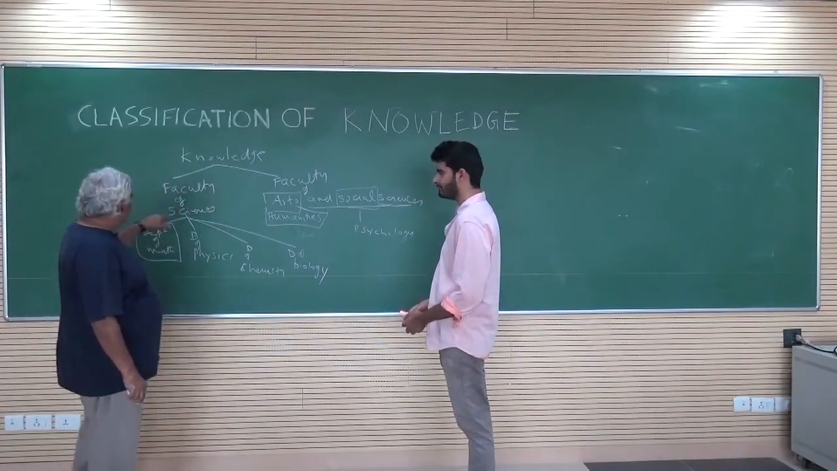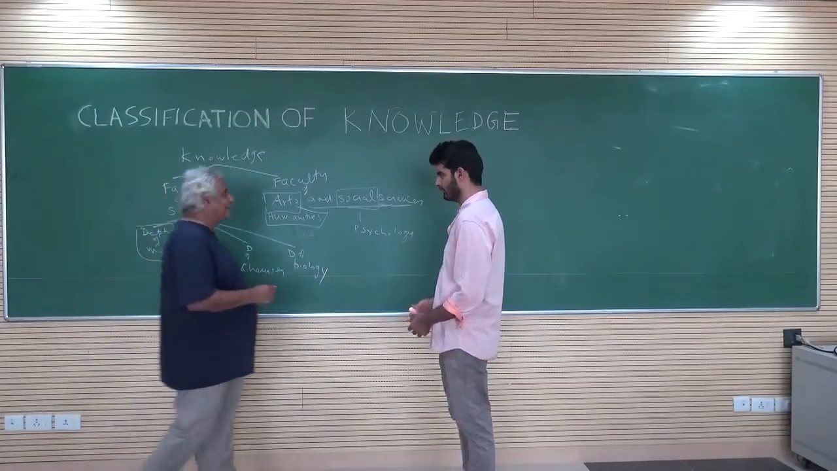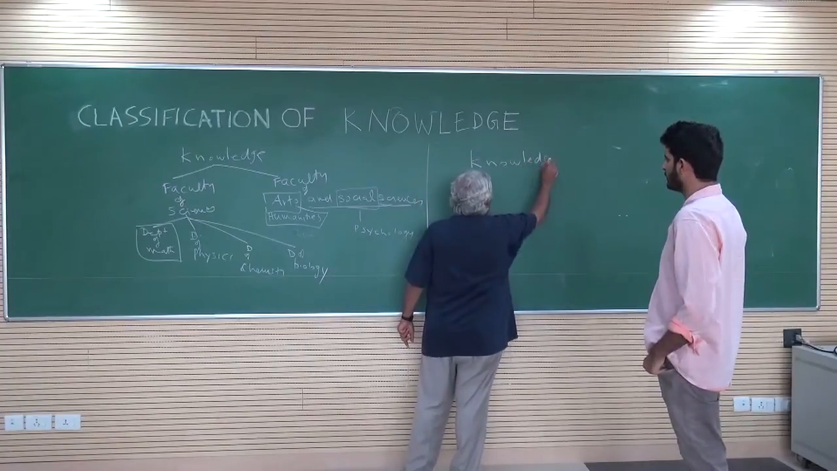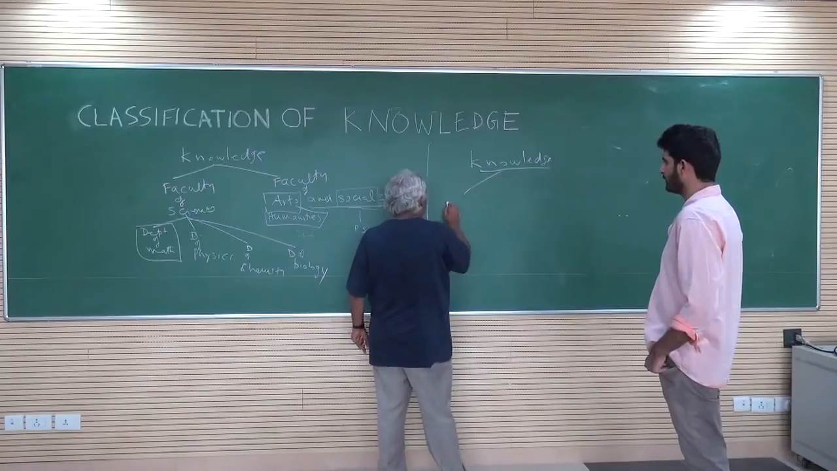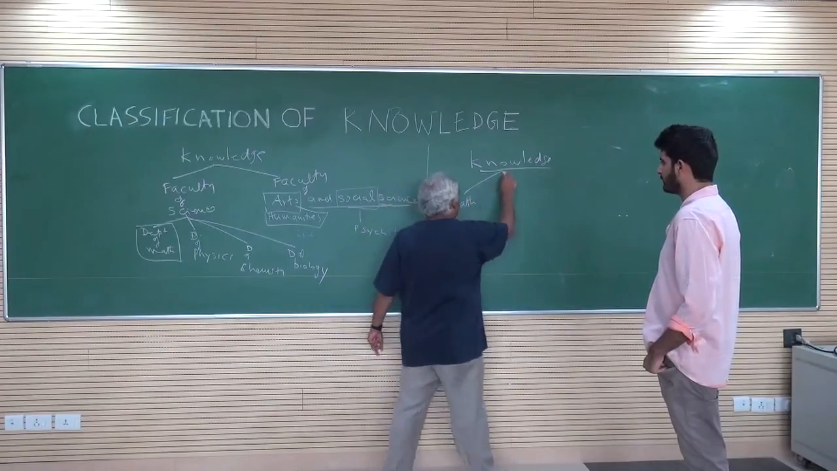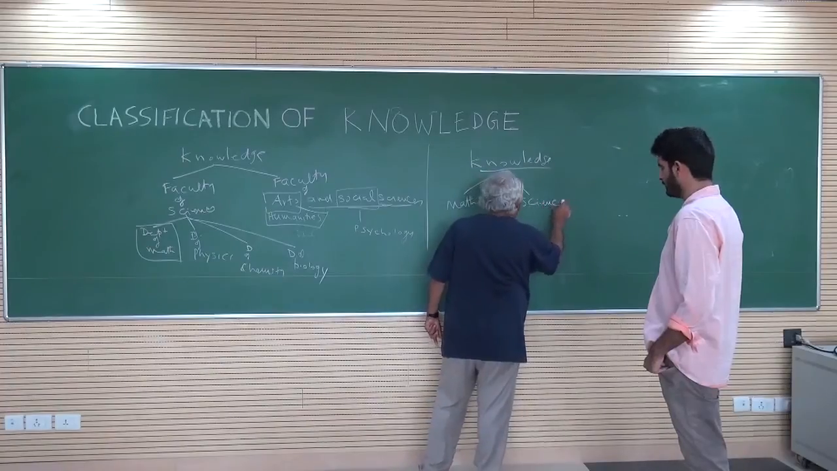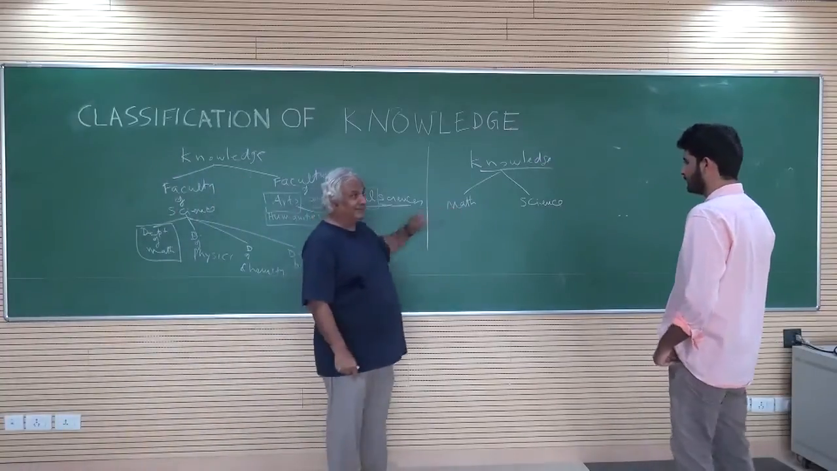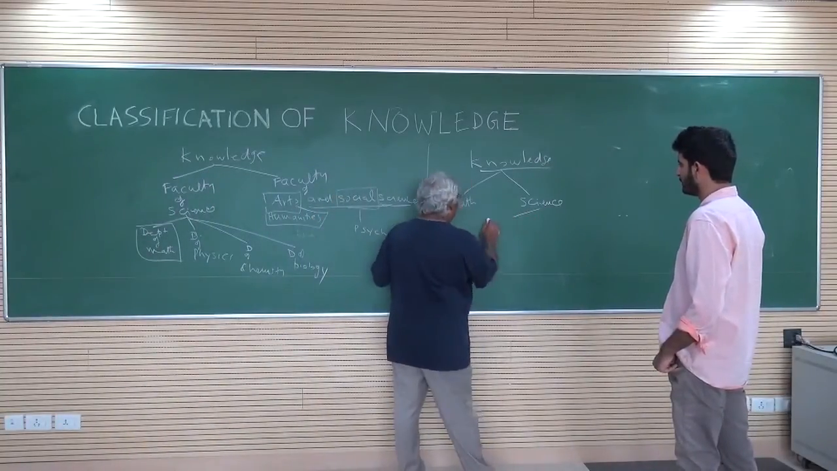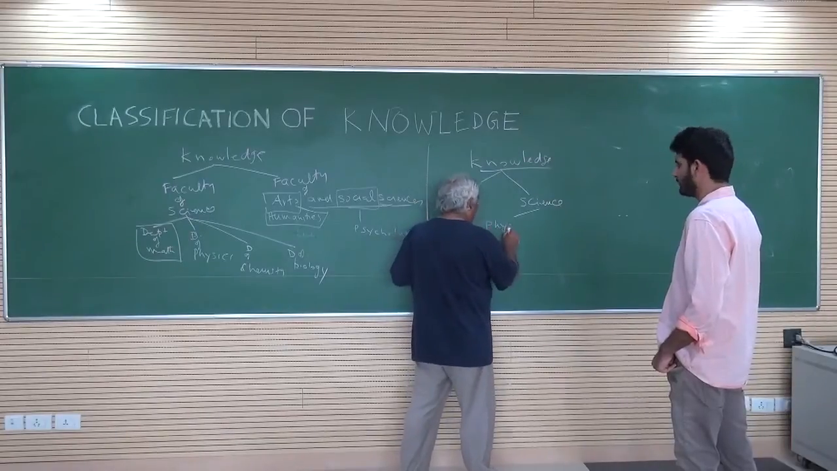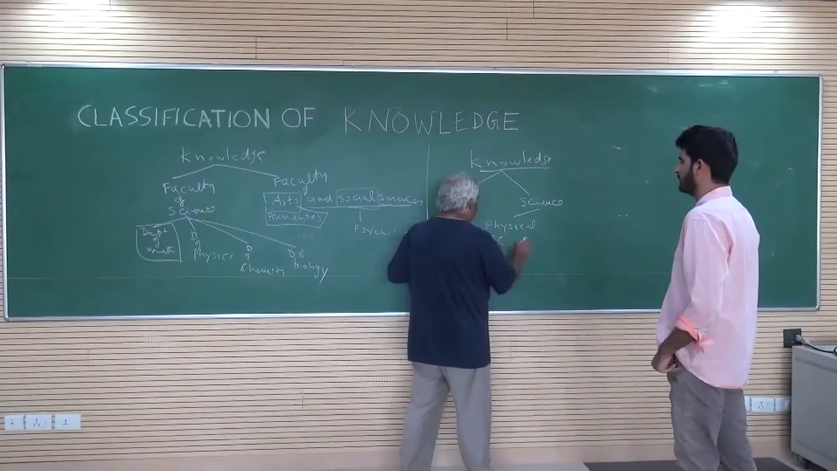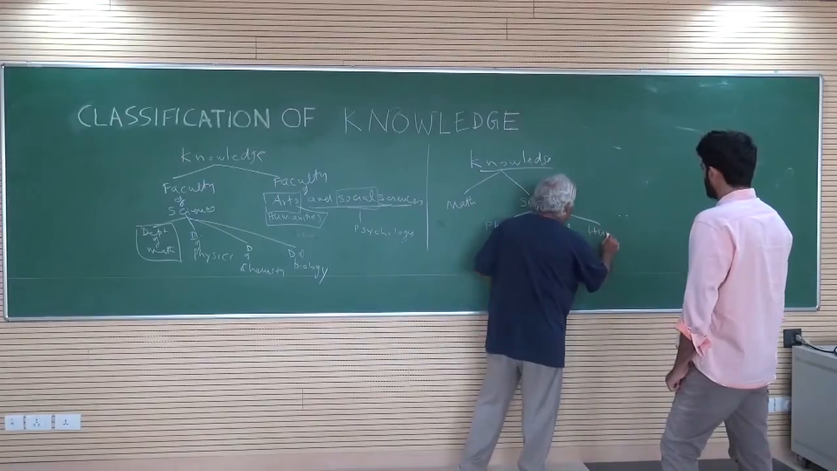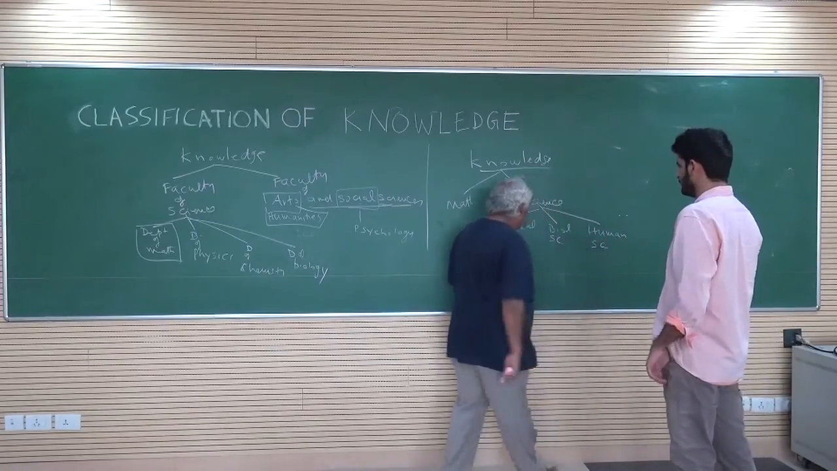Another way of classifying this is to say, suppose you say knowledge. Here is something that I have suggested. Knowledge has math and science. Here we're saying math is not a science. And then under science you can say natural, physical sciences, biological sciences, and human sciences. So all these are sciences.